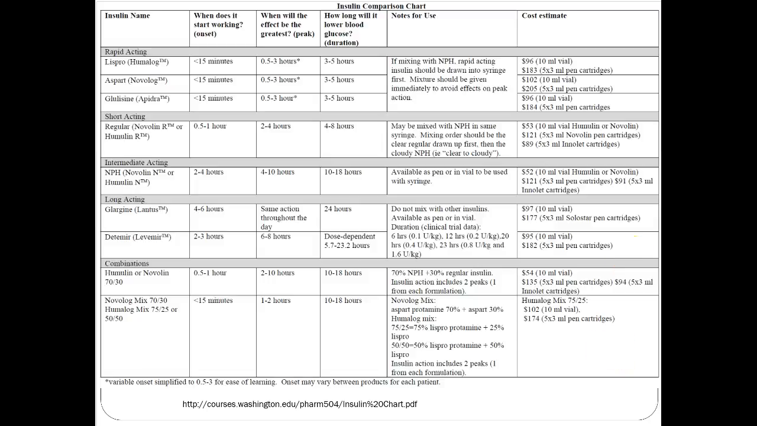Now, pen products represent our more effective regimens. Regular and NPH-based regimens just aren't as effective generally. However, you will see patients using them from time to time. Mostly it's due to cost issues when you see that.